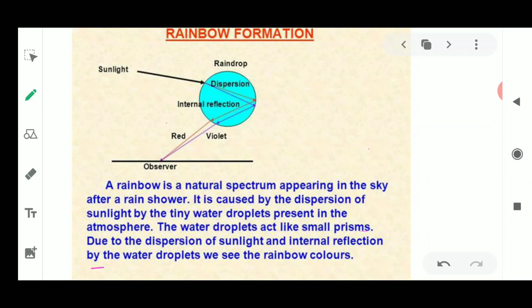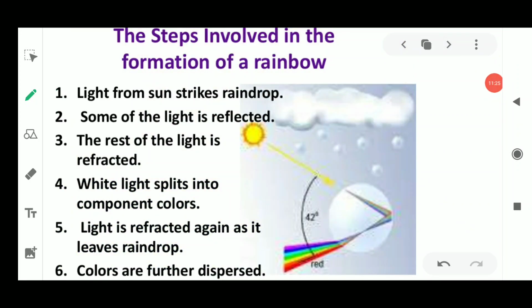So these two conditions are necessary for the formation of the rainbow, and it is the best example of the dispersion of sunlight by these tiny water droplets. Okay, so this was about the formation of the rainbow. Now we move on to the next slide, and we will see the steps involved in the formation of a rainbow, which I just discussed in the previous slide.